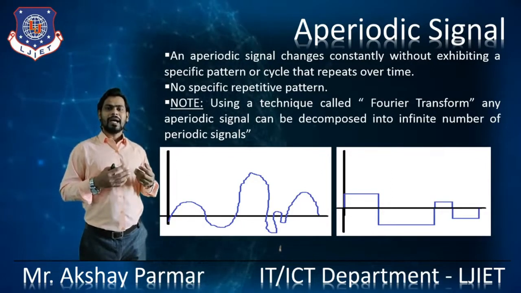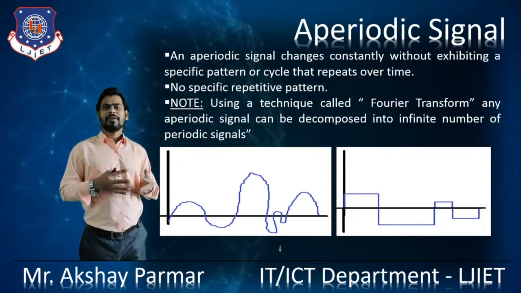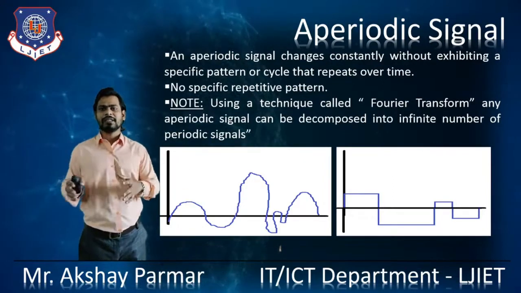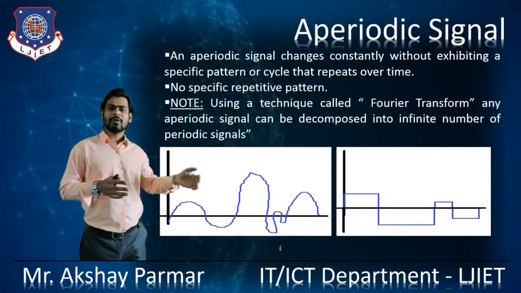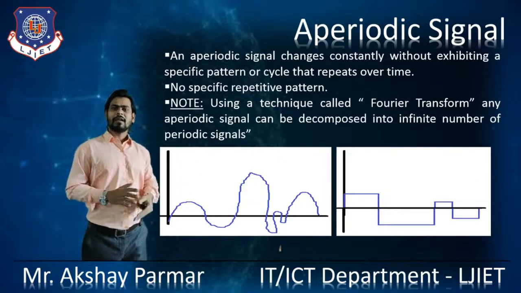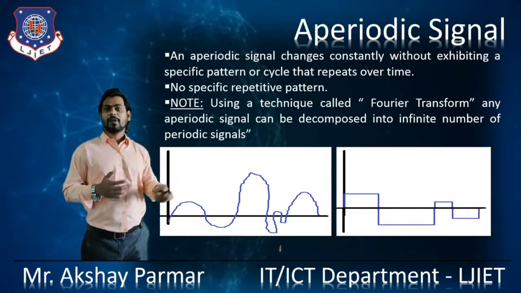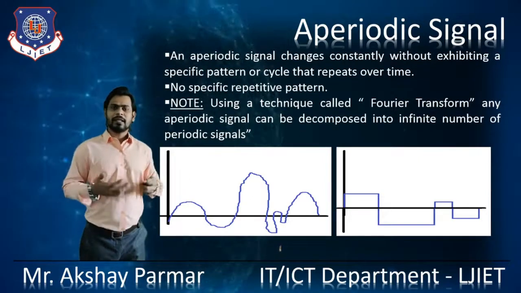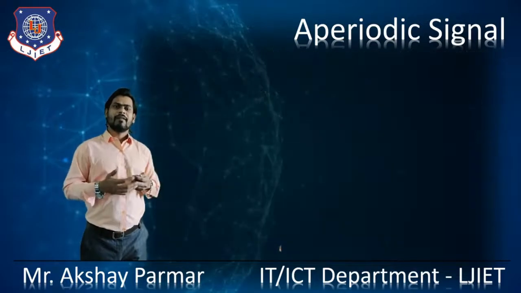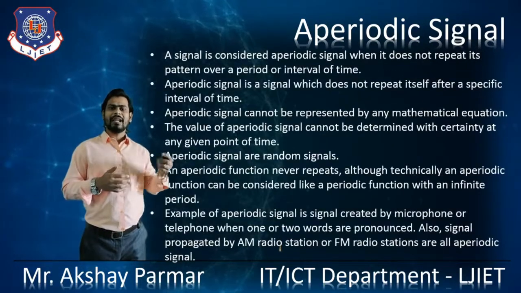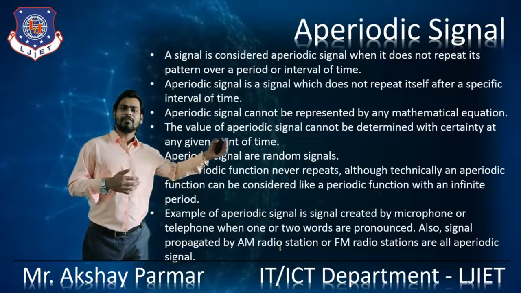Note that by using the Fourier transformation, we can transform aperiodic signals into an infinite number of periodic signals. Any aperiodic signal can be decomposed into an infinite number of periodic signals. A signal is called aperiodic when it is not repeating itself at a certain interval of time.